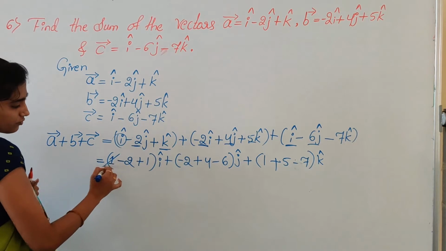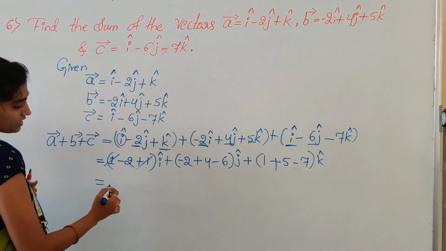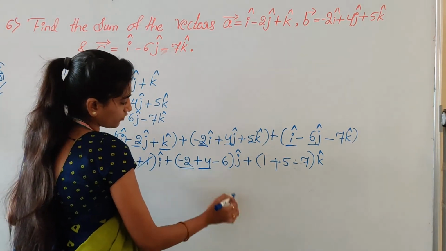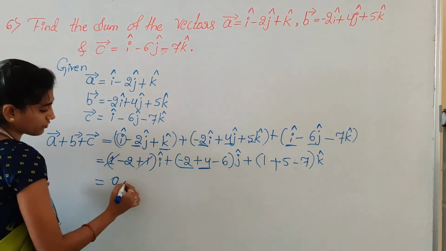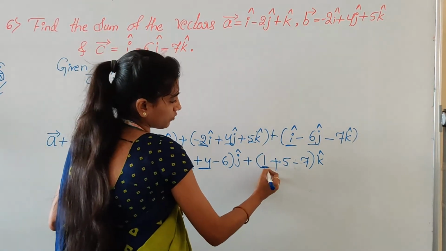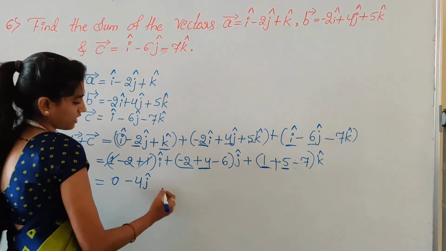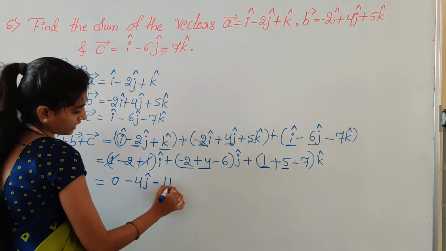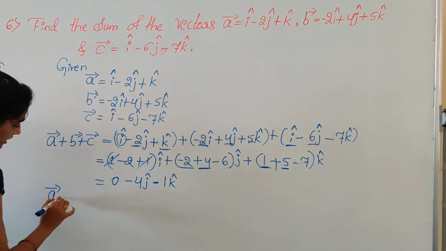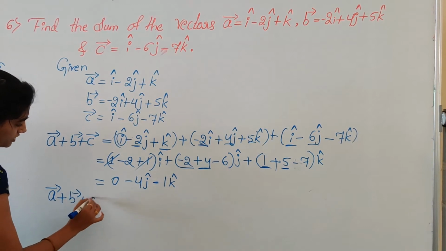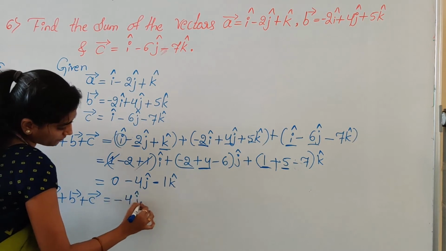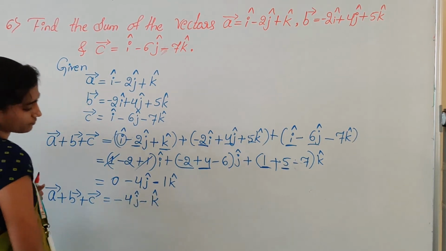Now this 1 plus 1 is 2, 2 minus 2 is 0, so this will be 0. Then minus 2 plus 4 will be plus 2, minus 6 will be minus 4 j cap. Then 1 plus 5 will be 6, 6 minus 7 will be minus 1 k cap. So the sum of vector A plus vector B plus vector C is equal to minus 4 j cap minus k cap.